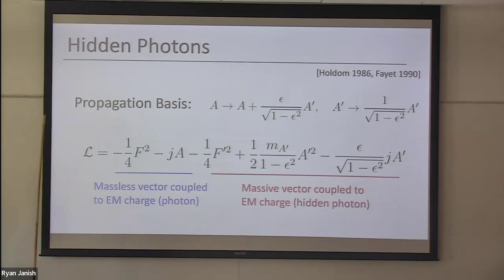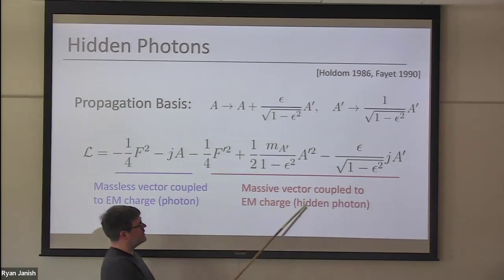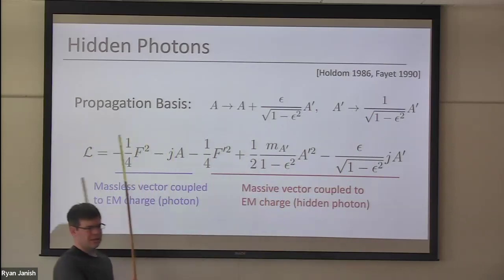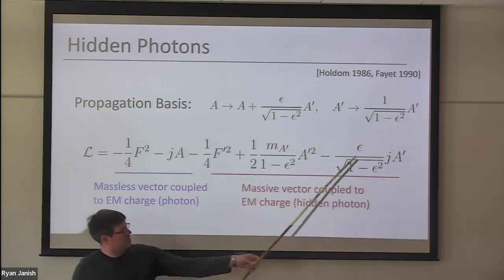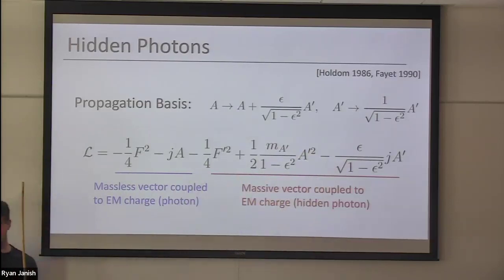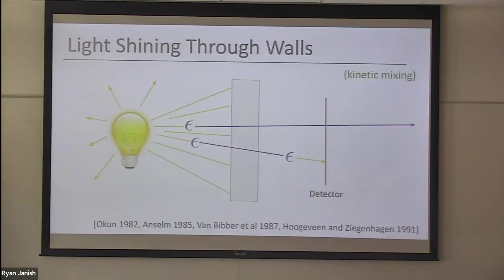What happens when we make that transformation? Our Maxwell piece stays the same. Our hidden piece is again a massive field, but it now picks up a direct coupling to charges. In this picture we just have two copies of electromagnetism: the regular one, and an extra one which is hidden in the sense that its coupling is suppressed by some small number epsilon, and it's massive. So these things could exist, and we should look for them. How would we do that?